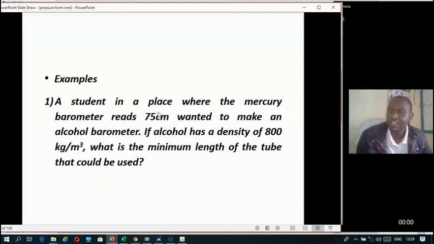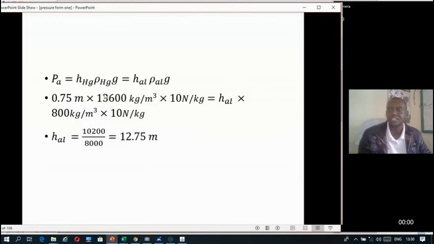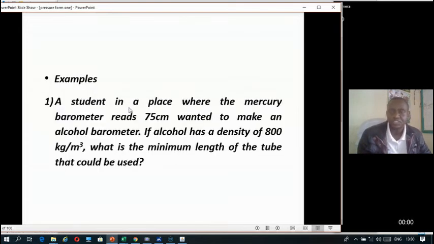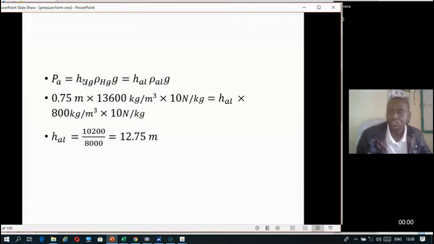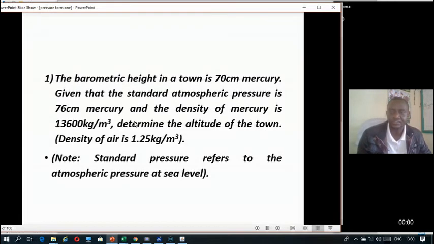So you only need to find the atmospheric pressure of that place. You say the pressure of that place, convert this to pascals, so it is going to be 0.75 times 13,600 times 10. You get the pressure. Then that pressure should equal, if I was to use the density of alcohol, height of alcohol times density of alcohol times g. Because density of alcohol is given and g is given, you just substitute to get your h. And when you do that, you get the minimum you require is 12.75 meters to support the same equivalence.